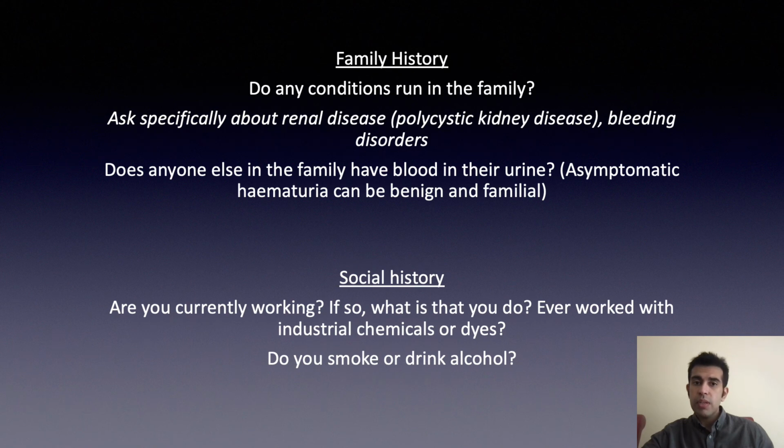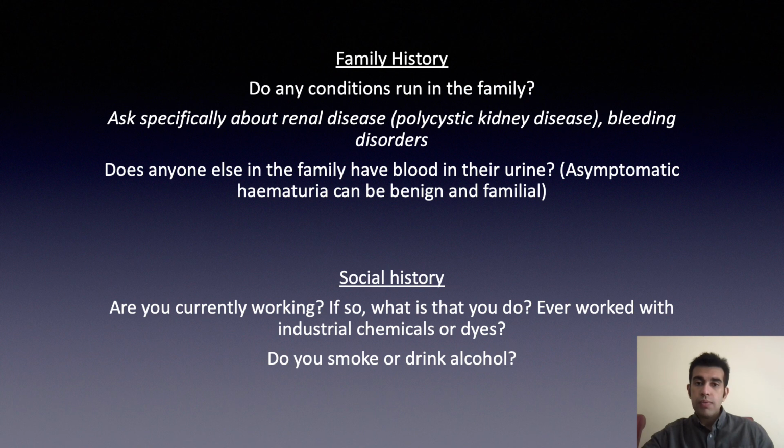Furthermore, having a look at the family history. Do any conditions run in the family at all? Ask specifically more about renal diseases. So you might, for example, have polycystic kidney disease, which can lead to hematuria, and other bleeding disorders as well. Does anyone else in the family have blood in their urine? Sometimes asymptomatic hematuria can actually just be benign and is a rather familial trait as well.